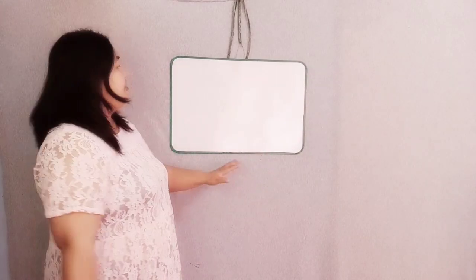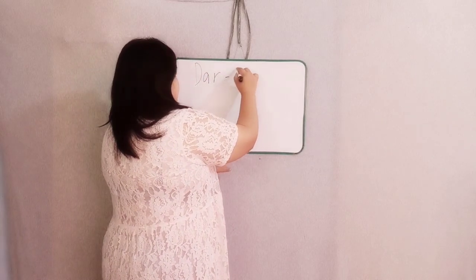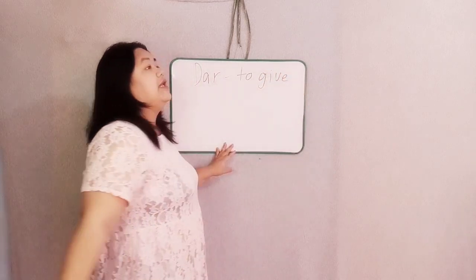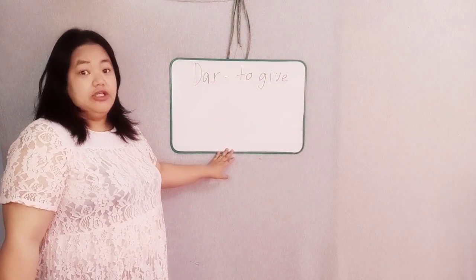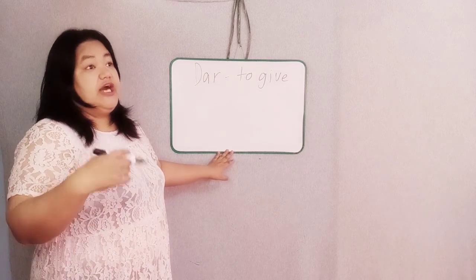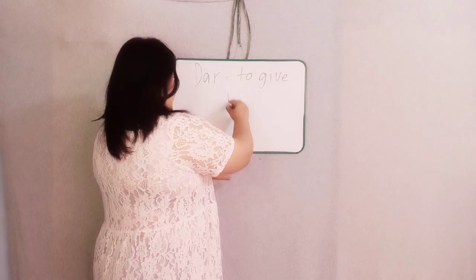Let's move on to our next verb, which is the verb dar, which means to give. Okay. Now, this is also an irregular verb because the yo form is different. And then after that, it's like a regular AR verb. So, let's see the conjugations.